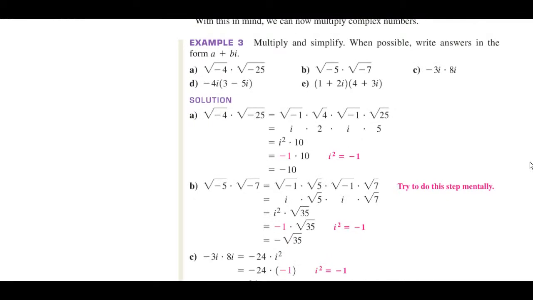And write the answer in complex number standard form. So here, this is going to be i times the square root of 2, times i times the square root of 5, which gives you i squared times the square root of 25, which gives you a negative 25.